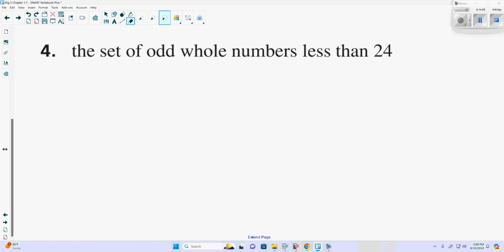Now the next example we're going to do before moving on is the set of odd whole numbers less than 24. Our first odd number would be 1, because 0 is not odd or even. So 0 is neither odd nor even, and it's not positive or negative. We'd have 1, 3, 5, 7, 9, 11, 13, 15, 17, 19, 21, 23.